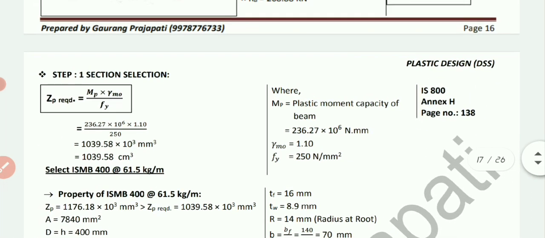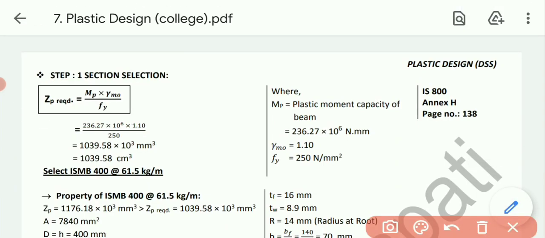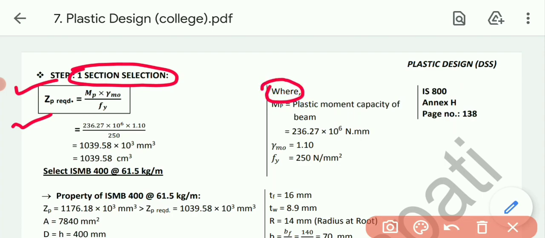For that we will require ZP, the plastic section modulus. So step number 1, section selection. For that we need to calculate ZP. ZP equals MP into gamma m0 divided by fy. Let's talk about MP, where MP equals the plastic moment, that is 236.27 kilonewton meter. I have converted it into Newton mm, so multiply by 10 raised to 6.